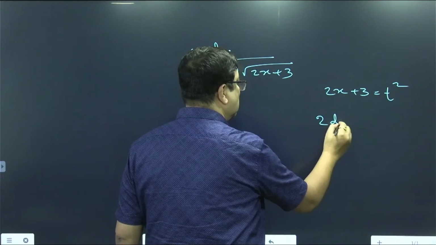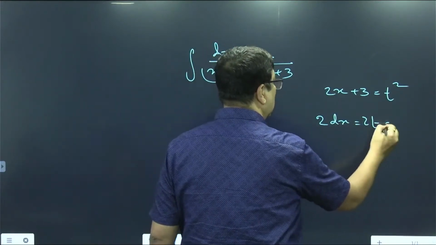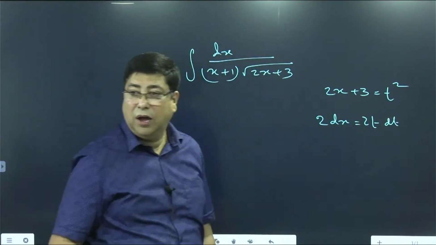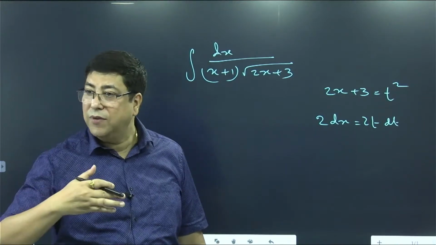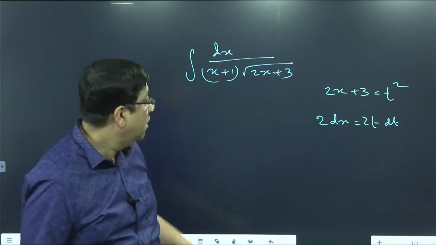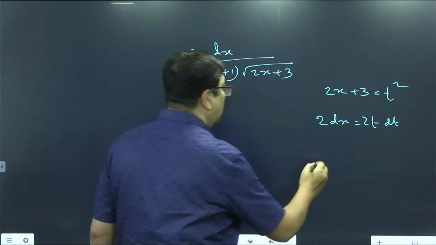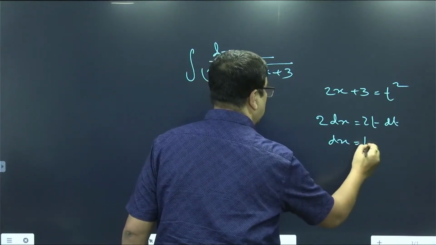So 2 dx equal to 2t dt. Any problem you are facing? Aditya, Obigyan, any problem you are facing? Remember this. Therefore, 2 cancelled, dx equal to t dt.